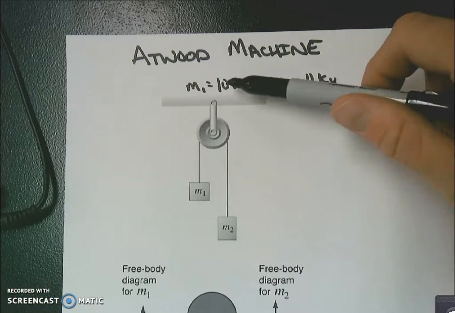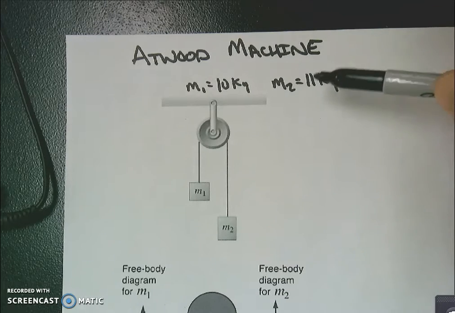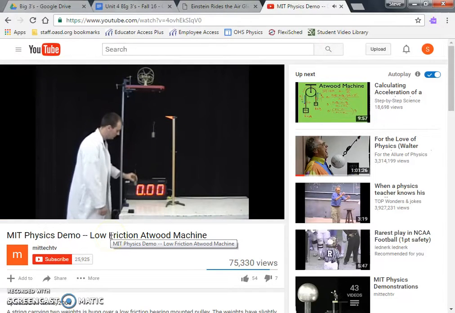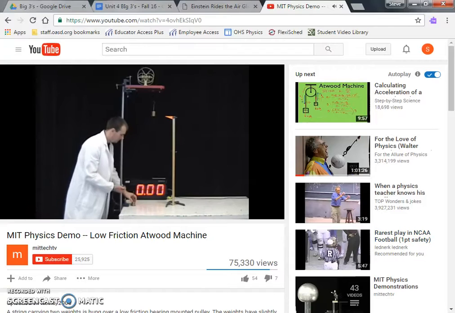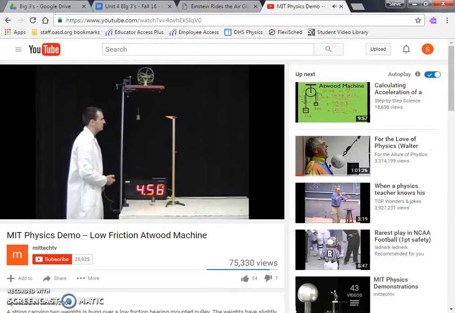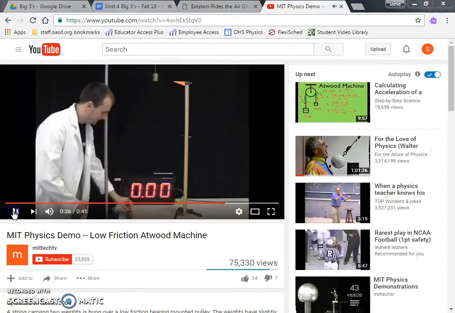So you'll see my 10 kilogram mass is slightly less than my 11 kilogram mass. Now, in this example, if you look at it, you'll see your heavier mass down below and your lighter mass hanging up top. And when they're released, it causes the system to accelerate. The mass that's heavier pulls down harder than the mass that's lighter, causing this to move.